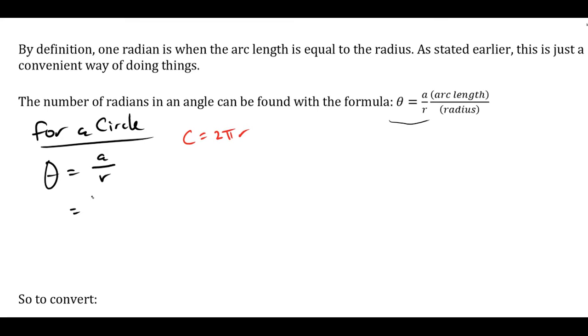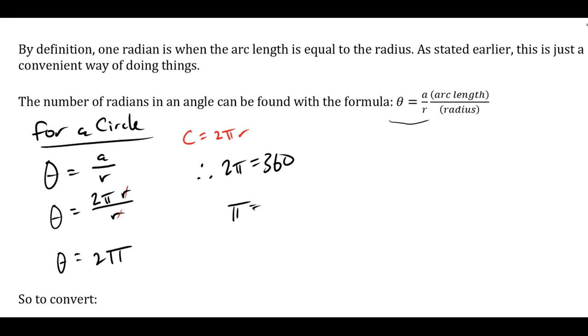So if I sub that in, 2 pi r over r, it's the same r, it's the radius of the circle. R divided by r. And the number of radians in a circle is 2 pi. This gives us the conversion that pi radians, which is half a circle, is the same as 180 degrees.